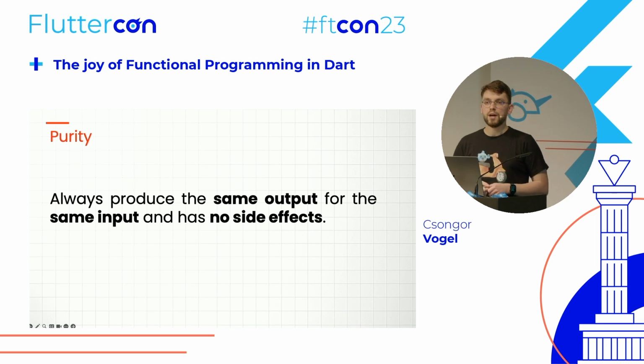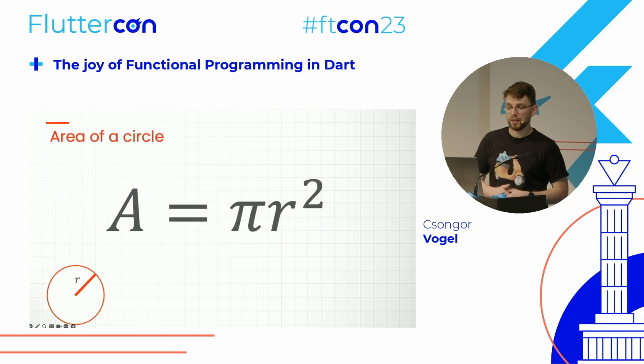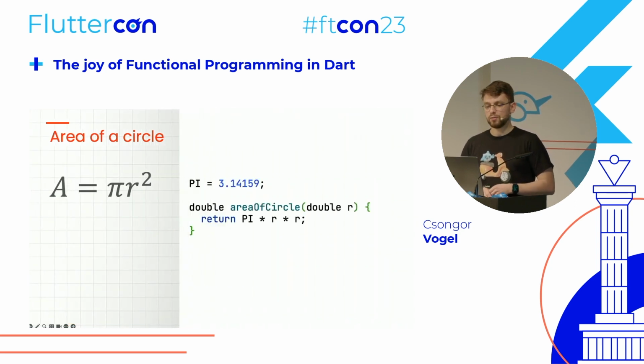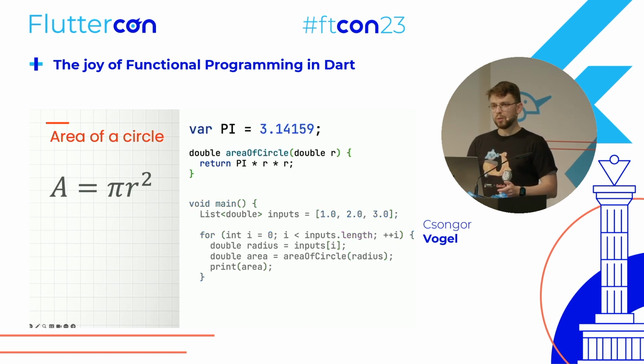To understand it more, I would like to start an implementation and show another example. With a super complex formula, let's recap together the formula for the area of a circle. So A equals pi r squared. Let's see the implementation of it in Dart. There is no magic. We are providing one double radius value as a parameter, and we are returning the multiplication of the mentioned parts. And we can also provide different inputs, iterate over them, and print them to our console. But there is one critical issue.